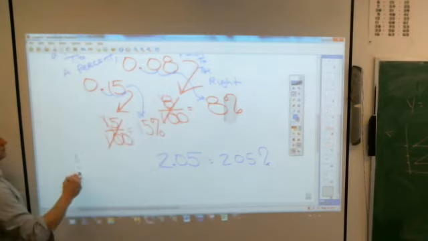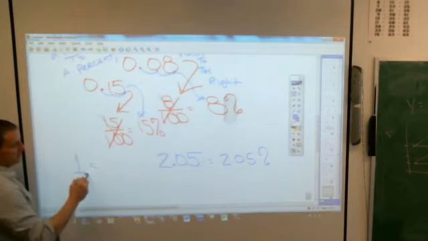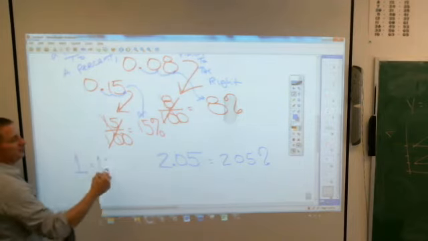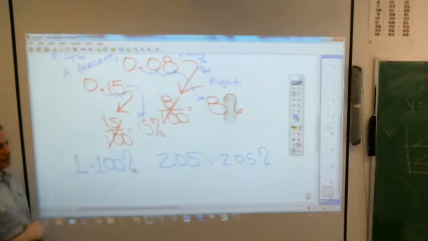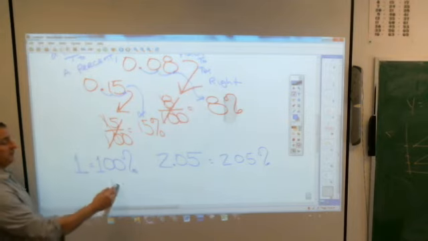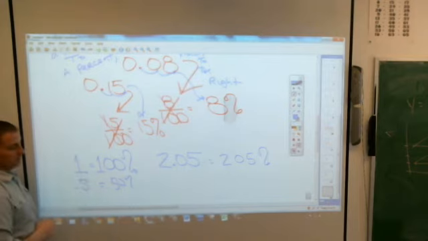The number 1, what is 1 as a percent? 1%. No. Wait, that's the rule here. 100%. Yeah. 1 is 100%. If you gave somebody 100% of whatever it was, you gave them the whole thing, which is 1. If you only gave them 50%, you only gave them half, which is 0.5.